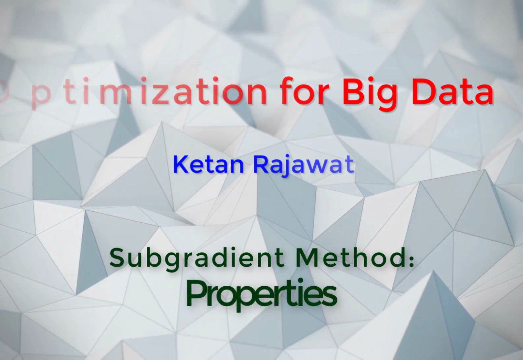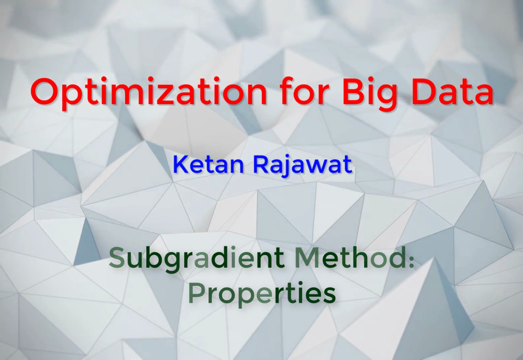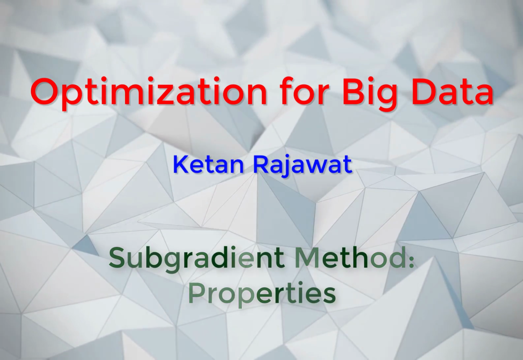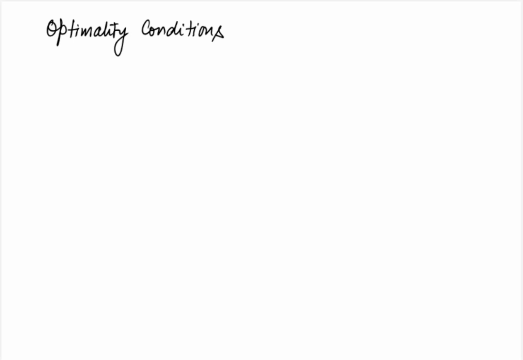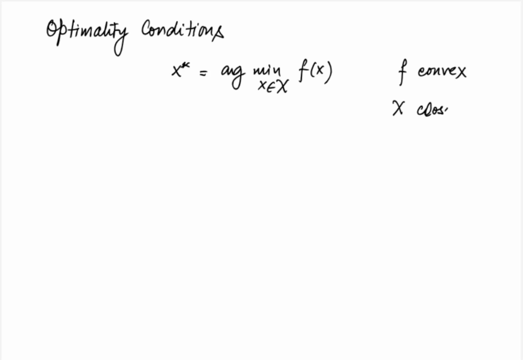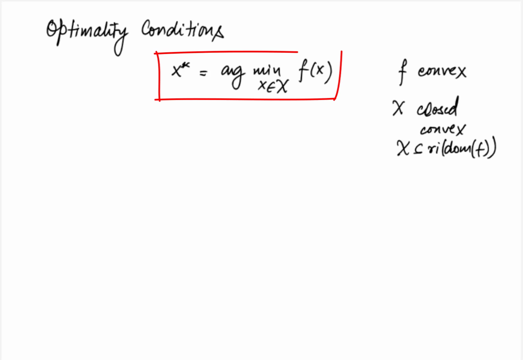Hello all, in this video we will take a look at some of the properties of the subgradient that will be useful in establishing various kinds of bounds. We are considering problems of the form x star equal to argmin over x in calligraphic x of f of x, where f is convex and calligraphic x is closed convex with calligraphic x belonging to the relative interior of the domain of f. We have already seen two types of optimality conditions for this problem when f was smooth.